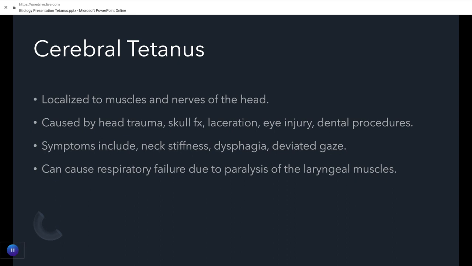Symptoms of this include neck stiffness, dysphagia, deviated gaze, so a lot of neurological symptoms that could even possibly mimic a stroke. Cerebral tetanus can cause respiratory failure due to paralysis of the laryngeal muscles. So, if your laryngeal muscles become paralyzed, you may end up in the hospital for a long, long time because you had to be intubated for oxygen. If you're not intubated and your laryngeal muscles are paralyzed, you could die due to respiratory failure.